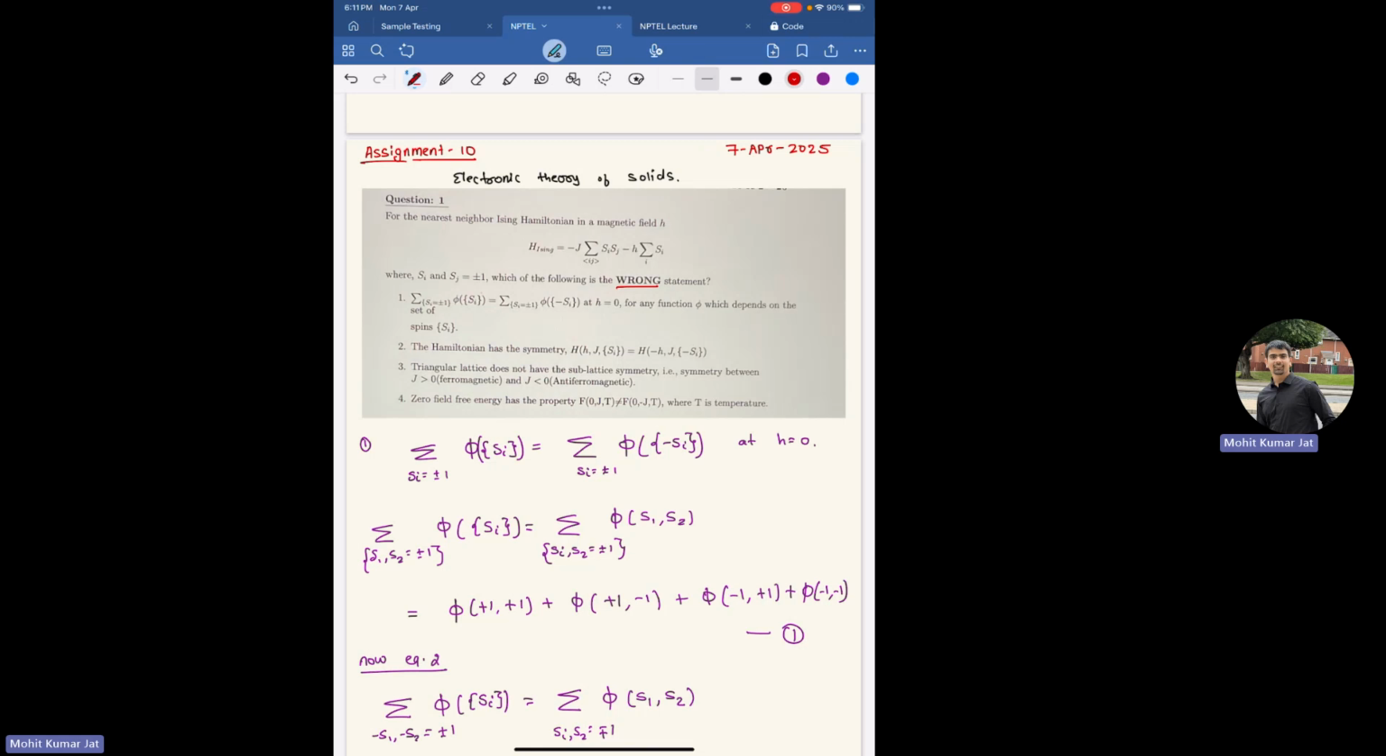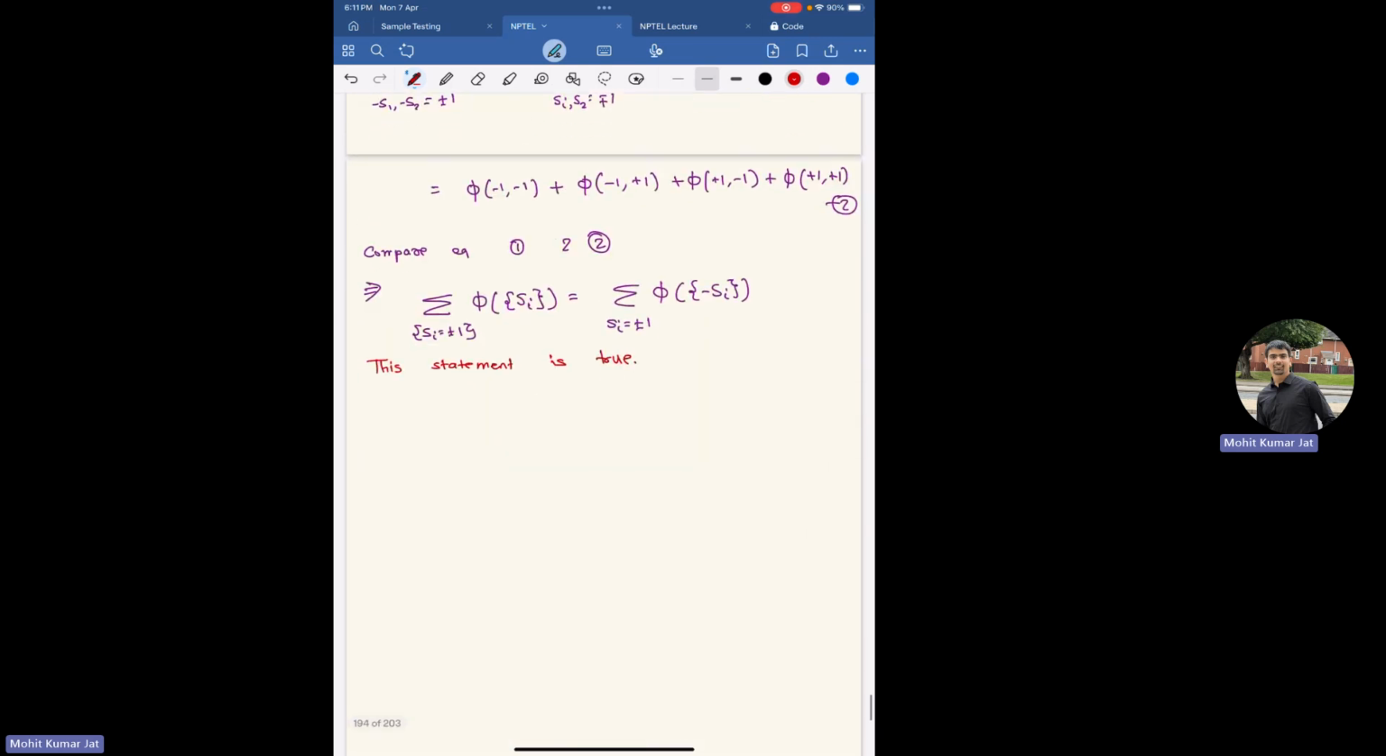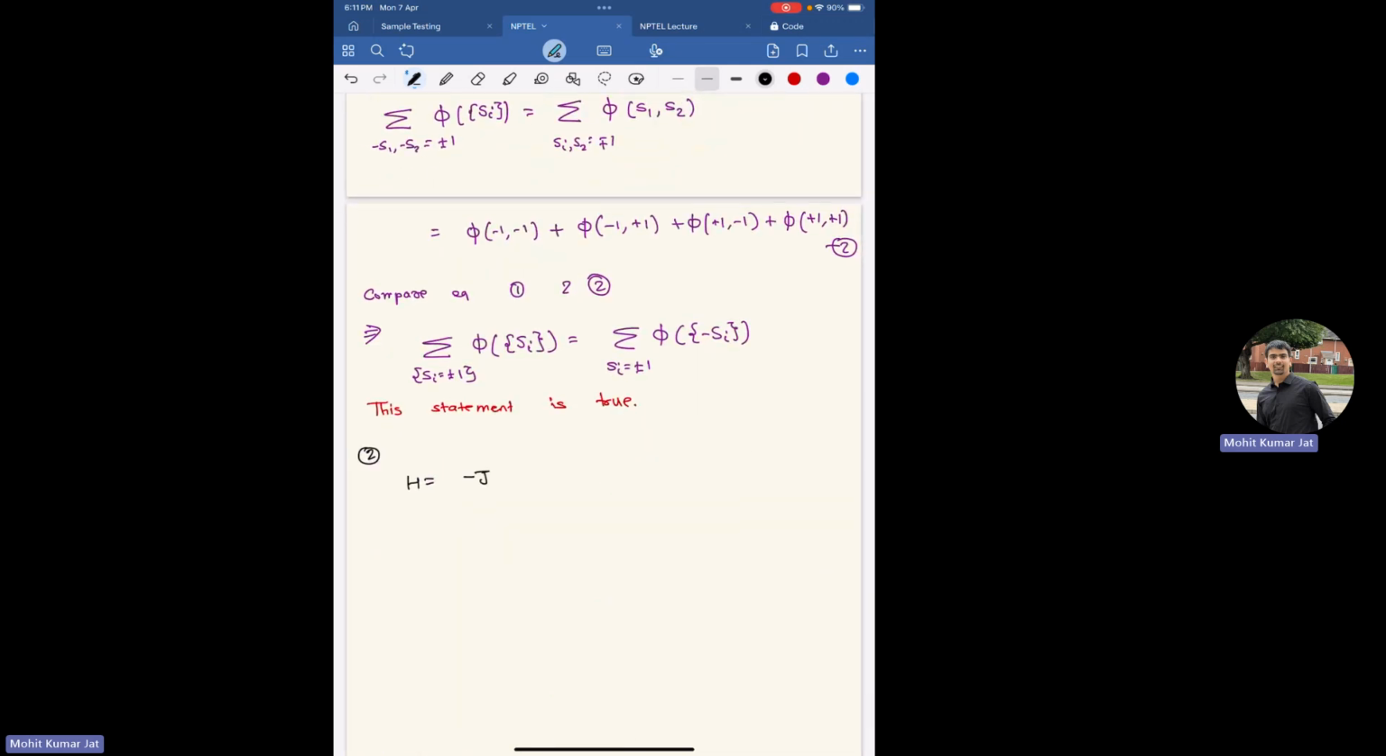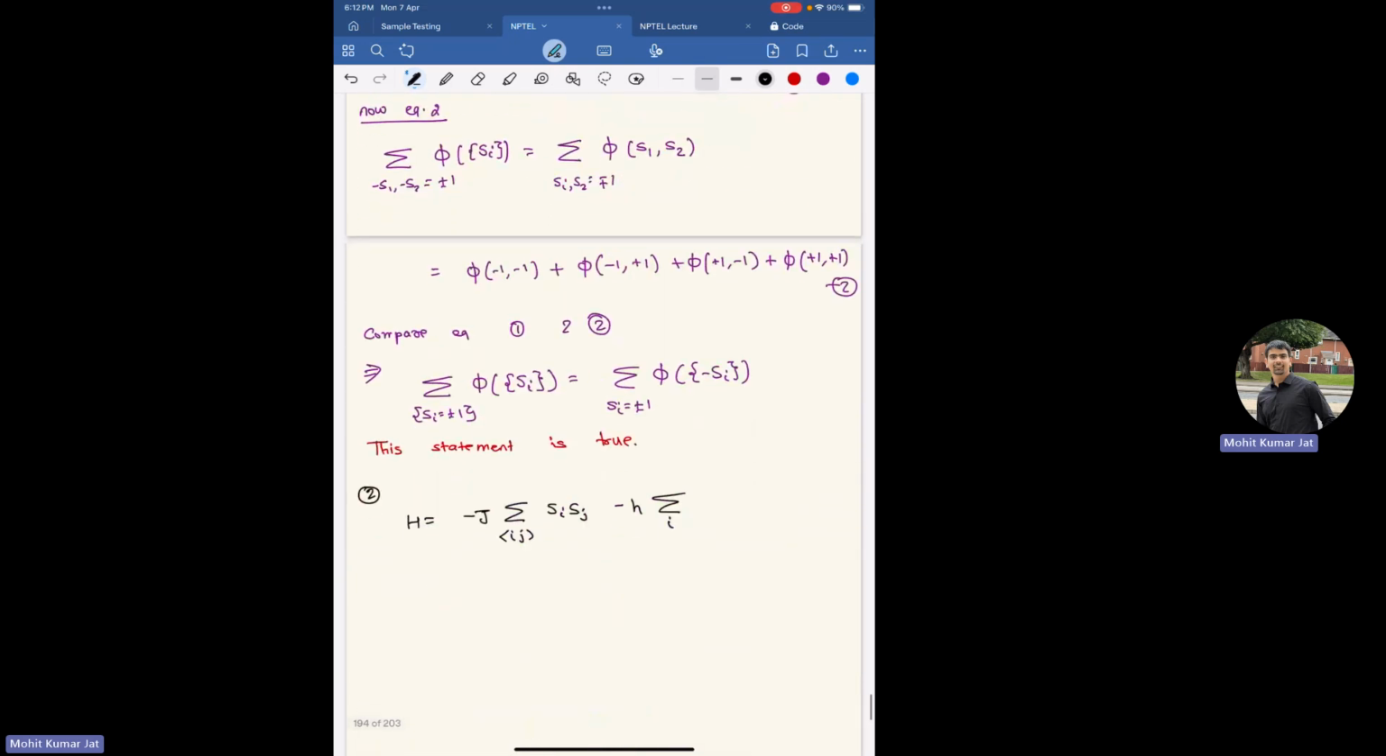Now the Hamiltonian has a symmetry: H, a function of small h, that is the magnetic field, J, and Si, the spin angular momentum, is equal to H of minus h, J, minus Si. Let's see it. So let's first write the H. H is what? Minus J summation over ij Si Sj minus h summation over i of Si.